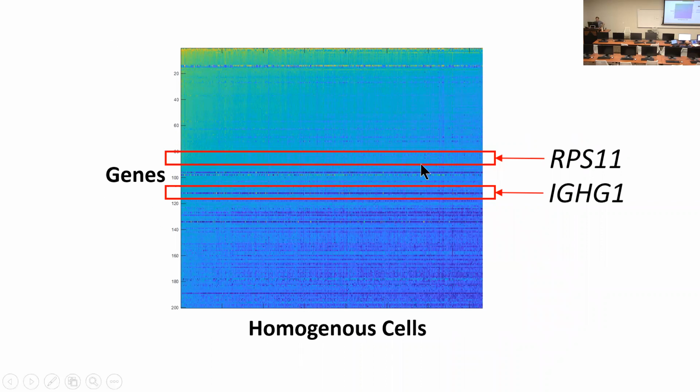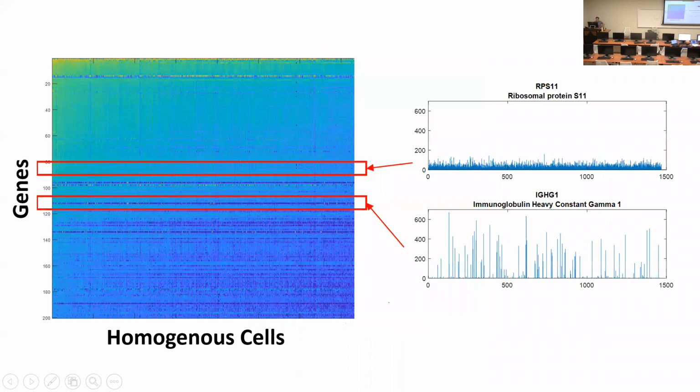Now, if you compare two genes' expression profiles, I randomly select two genes. One is RPS11, the ribosomal protein subunit 11. Another is IgH, immunoglobulin heavy chain. Looking at their expression profile, this bar indicates the level of expression. Those are just randomly arranged cells.